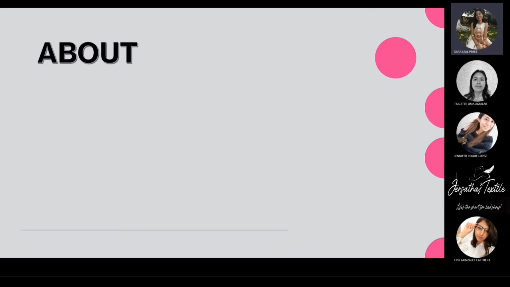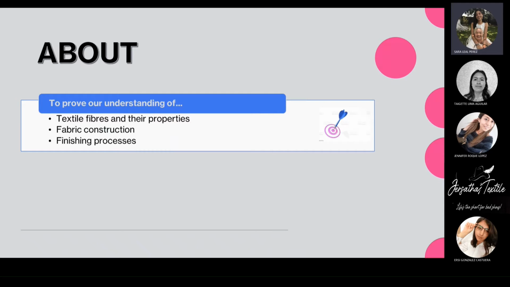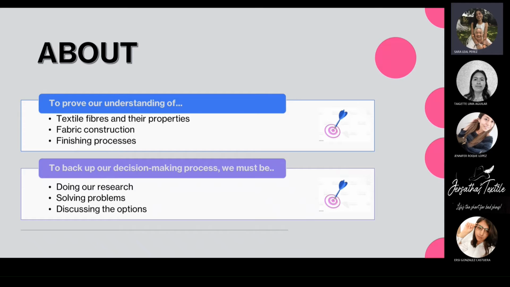Our project will be to prove our understanding of textile fibers and their properties, fabric construction, and finishing processes. To back up our decision-making process, we must do our research, solve problems, and discuss the options. It's fundamental to make use of everything that we have learned, and that's why when we are finished with the project, we will have integrated the knowledge acquired in transcendental subjects of textile engineering, such as fibrology, spinning, weaving, and finishing. These subjects will help us analyze the final uses and properties that the product requires.